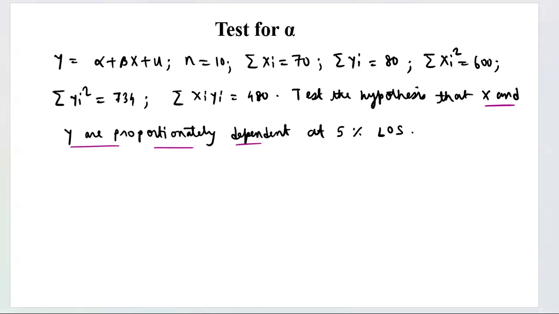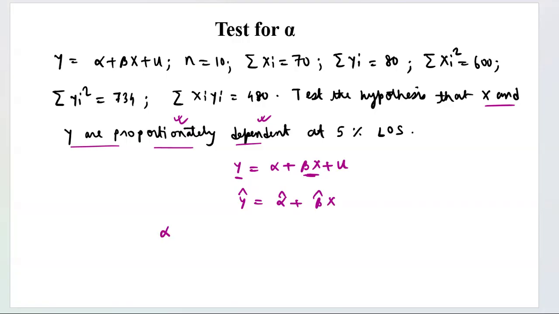What does this mean, proportionately dependent? See, our model is y equals alpha plus beta x plus u. Now, a proportional relationship means that y and x have a one-to-one relationship. So, in order to have a proportional relationship, what do you need? Suppose this is the estimated model, y cap is alpha cap plus beta cap x. Now, if you want a one-to-one relationship, then what do you need? You want to test whether alpha is zero or not. Right? Alpha is zero or not.